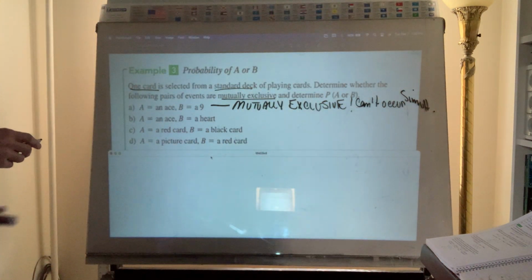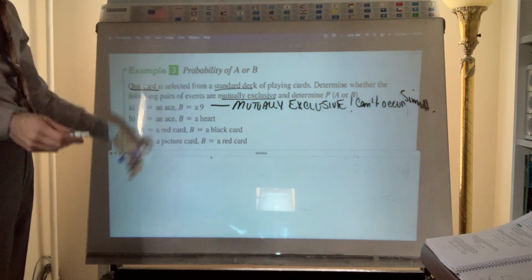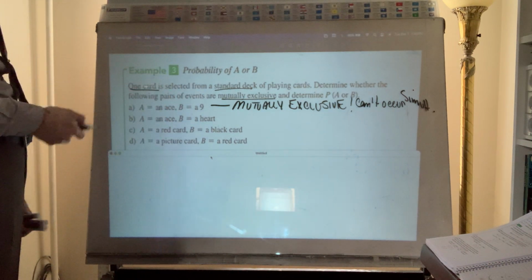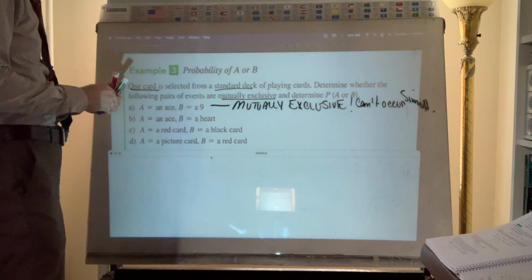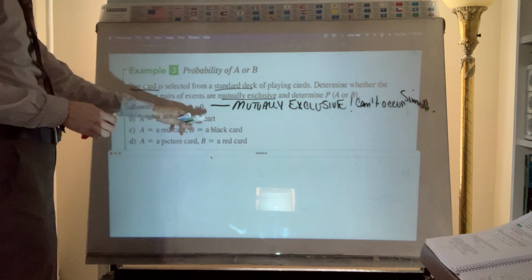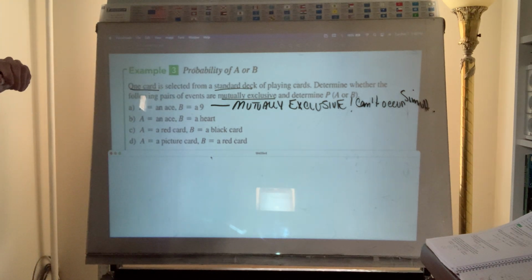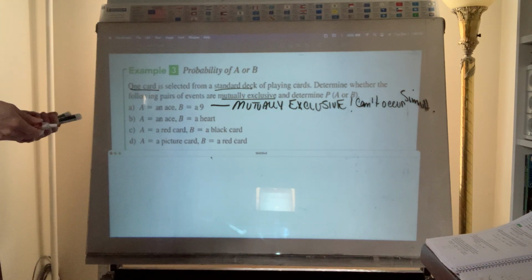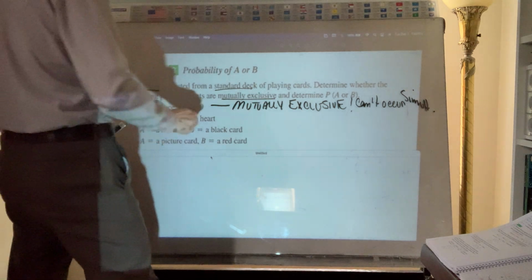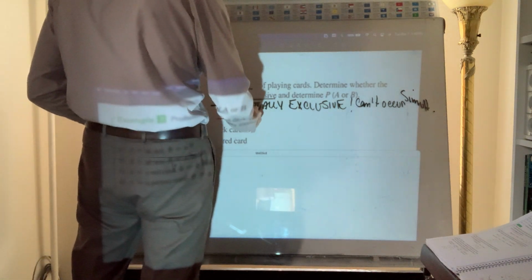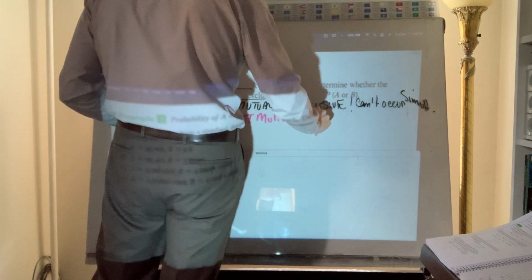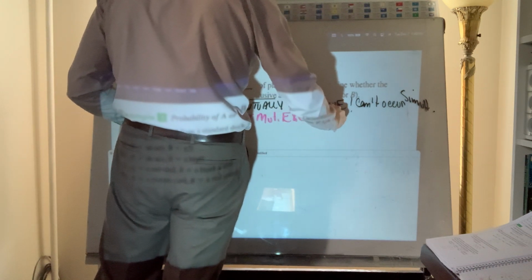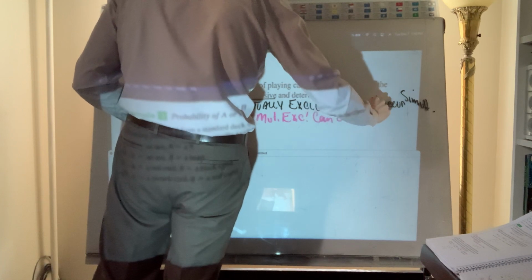A card cannot be an ace and a 9 because an ace is a 1. It's like saying, can a 1 be a 9? It's not possible. How about this one? The probability of an ace and a heart. Can they occur simultaneously? Yes, they can. These are not mutually exclusive.